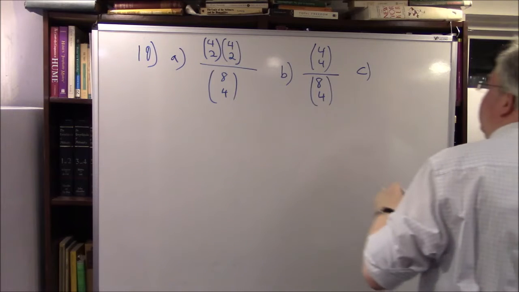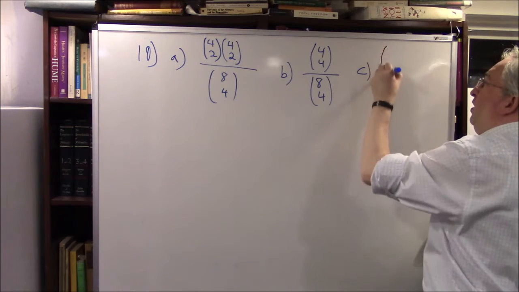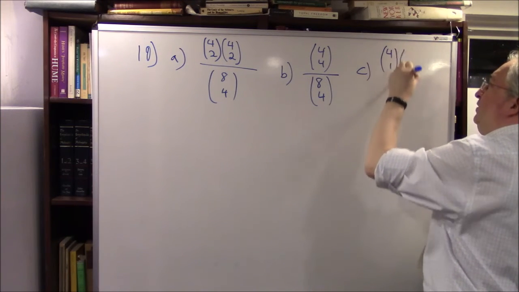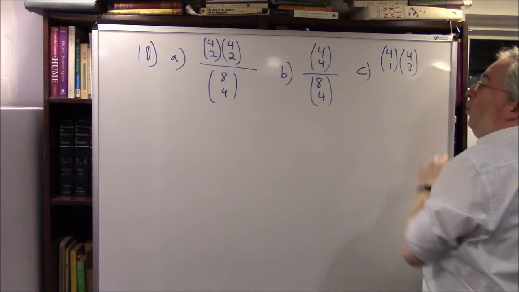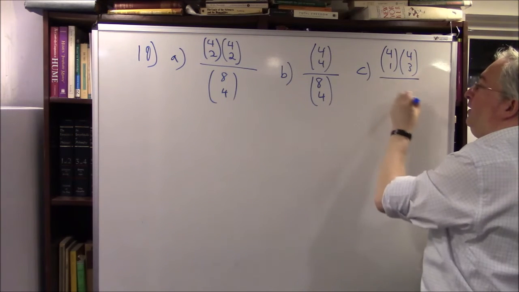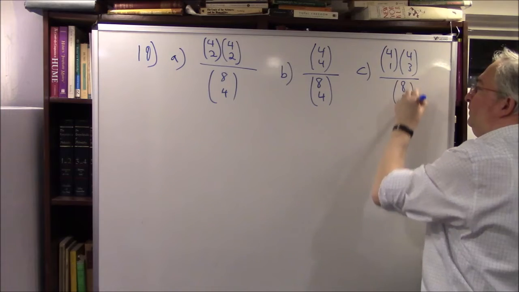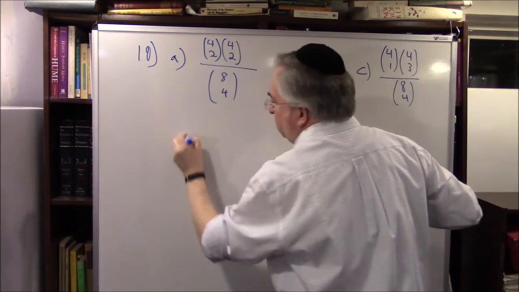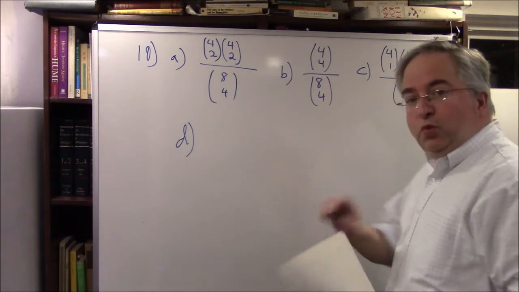Exactly one of them is even. So let's do this: 4, 1 is even, 3 of them are odd, 8 choose 4. D. Okay? You have to worry about every single thing.